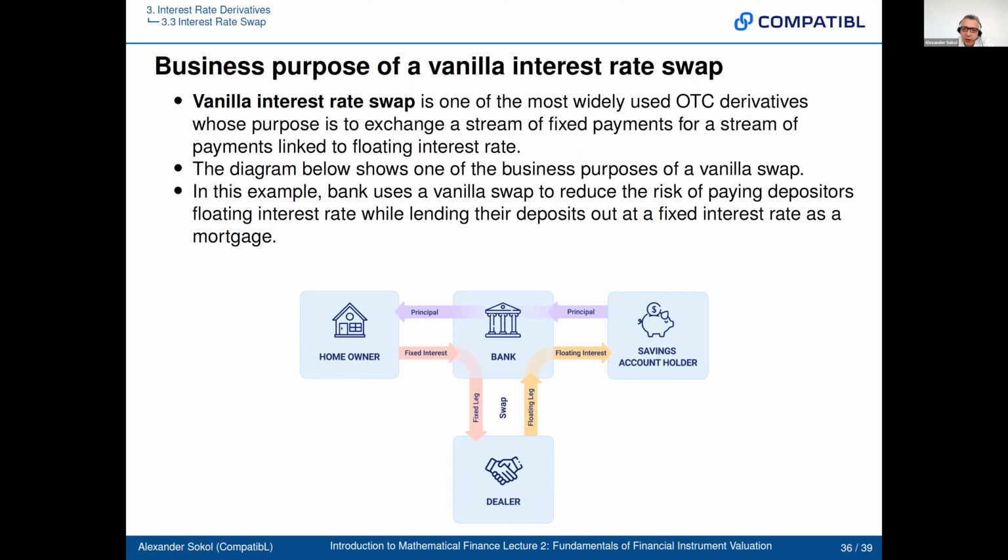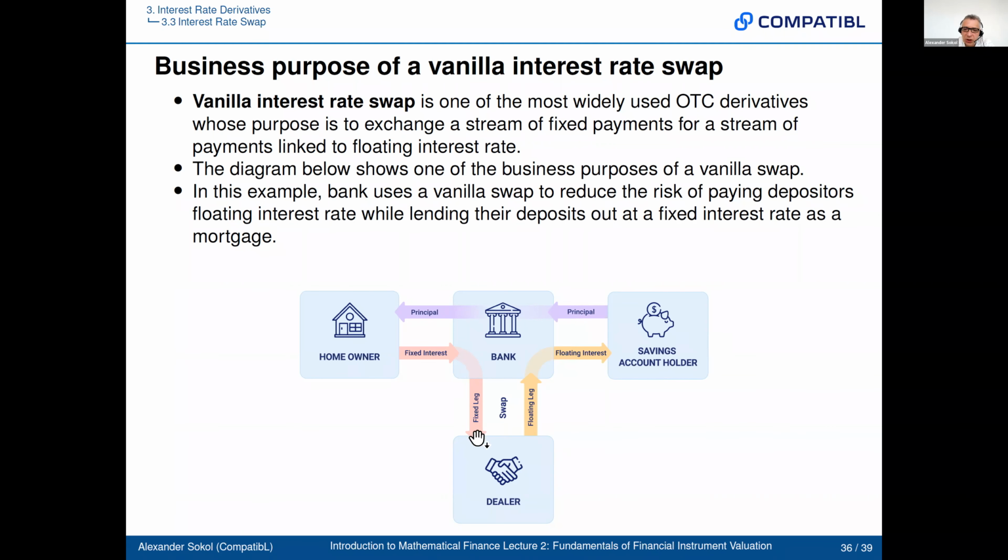And the dealer will enter into a swap with the bank that takes deposits and gives loans for homes, mortgages. In the swap, basically, the bank would pay fixed interest that it's receiving from the mortgages to the dealer. And the dealer would pay floating interest to the bank here on top, right? So in other words, fixed interest goes to the dealer, floating interest is coming to the bank, and then it's paid to the account holder.